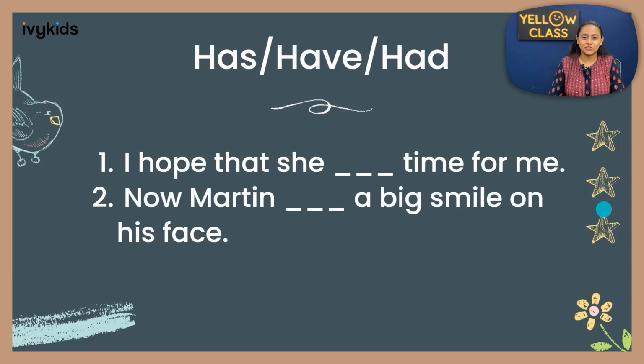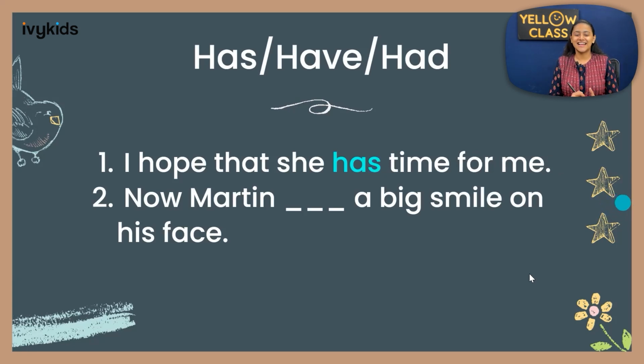Okay. So revealing the answer of this question, and the answer is has. I hope that she has time for me. As the sentence is in present, we will use the helping verb has. Why not have? Because we are talking about she, and with she we use has. Great job. Okay, moving on to the next one.